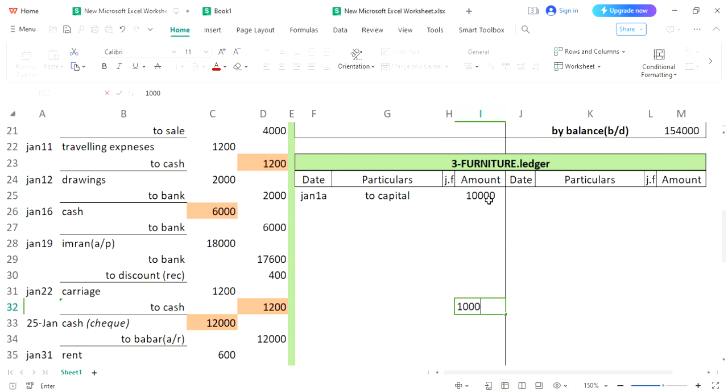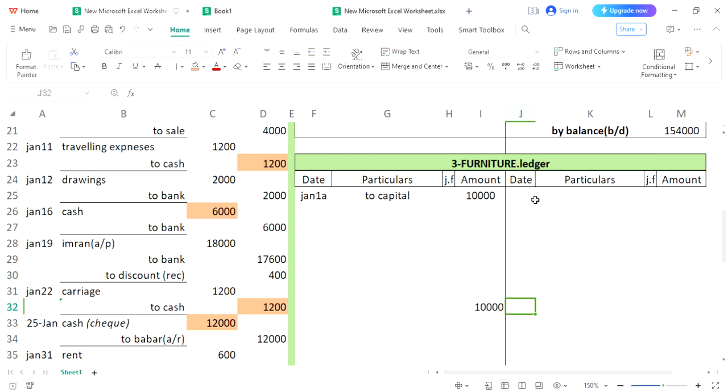The sum of the debit side is 10,000, as 10,000 is the only amount present on the debit side. Now it's time to calculate the sum of the credit side. Nothing is mentioned over here, so the sum of the credit side is 0. We have completed the first step. We have calculated the sum of the debit side and the sum of the credit side.